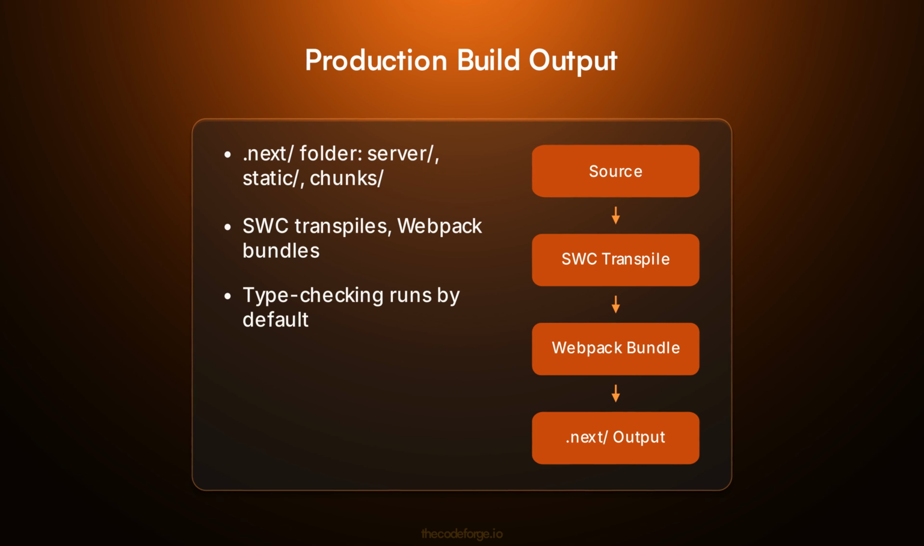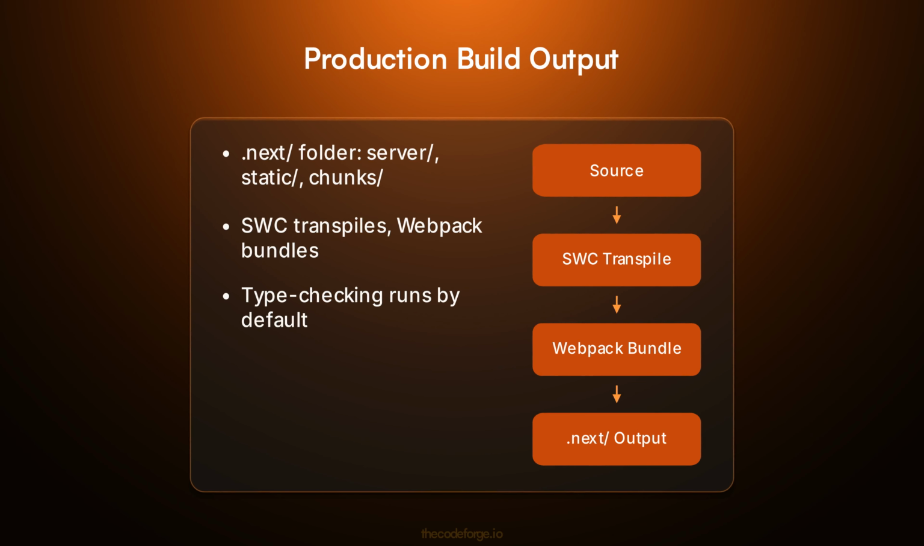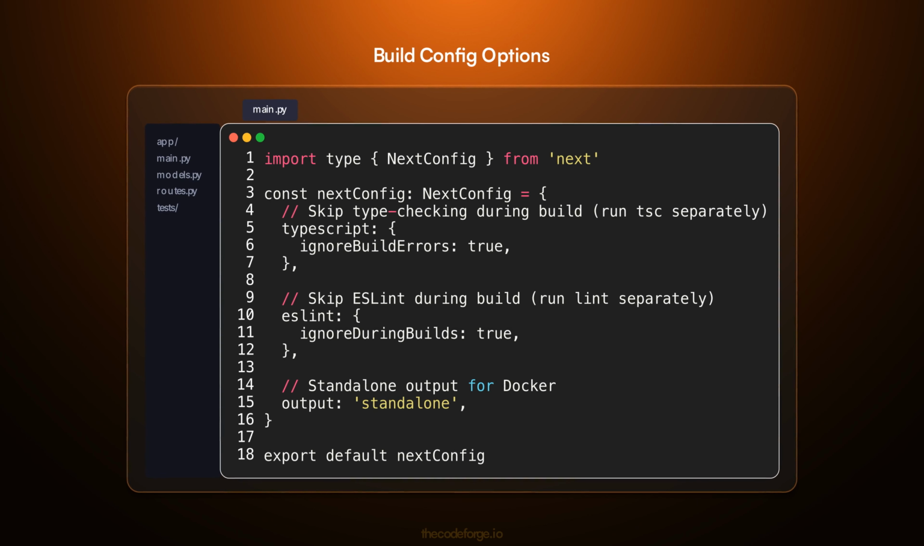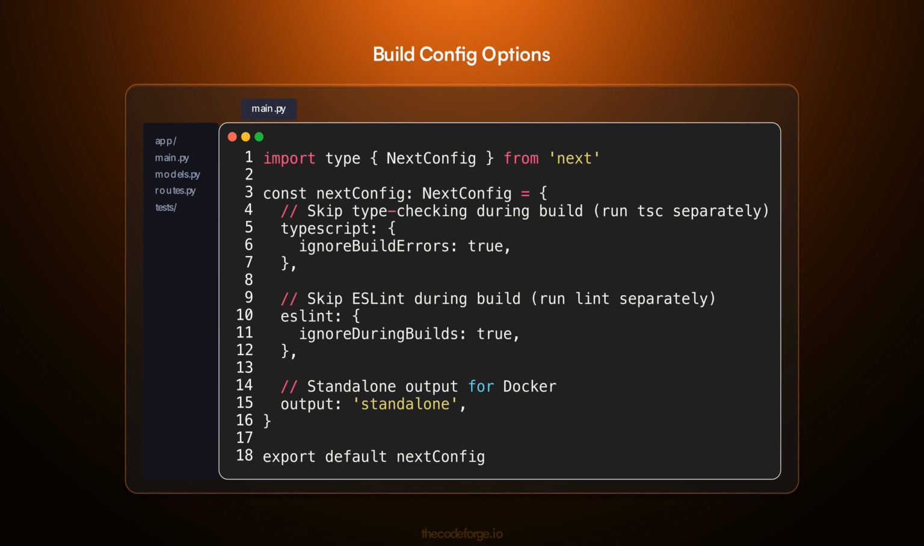When you run next build, Next.js compiles your app into a .next folder. This folder contains server-side rendered pages, client-side JavaScript chunks, and shared code. The build process also runs type checking. If you have TypeScript errors, the build fails. You can configure the build to skip type checking or ESLint if you run them separately.